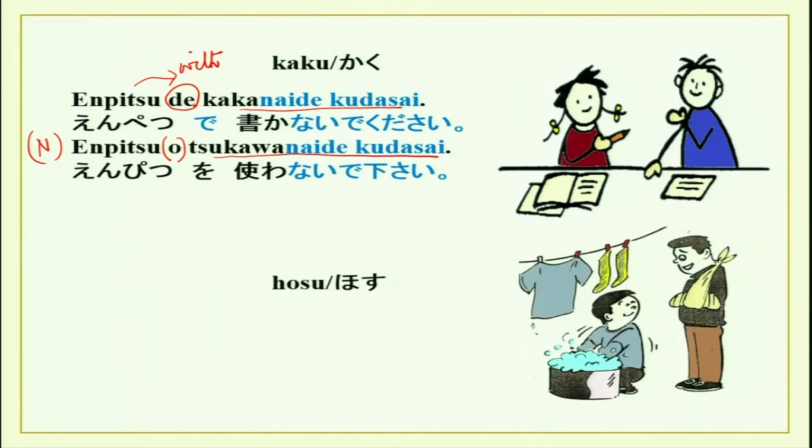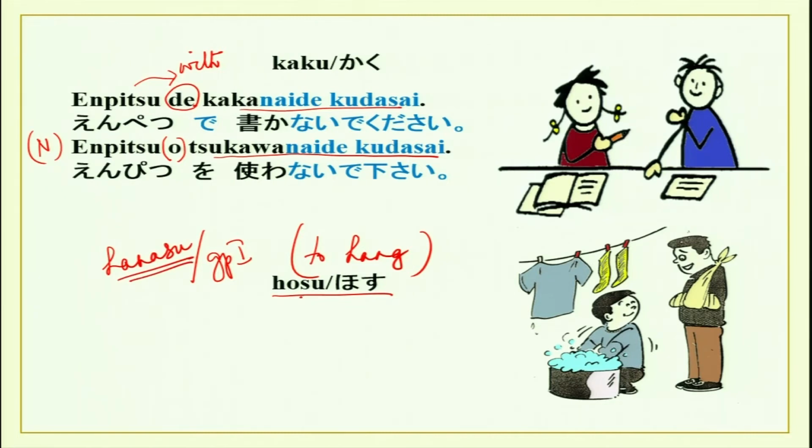Now, hosu. So, hosu means to hang. It's a group one verb like hanasu. So, you can see over here in a similar manner you will have to make the masu form.